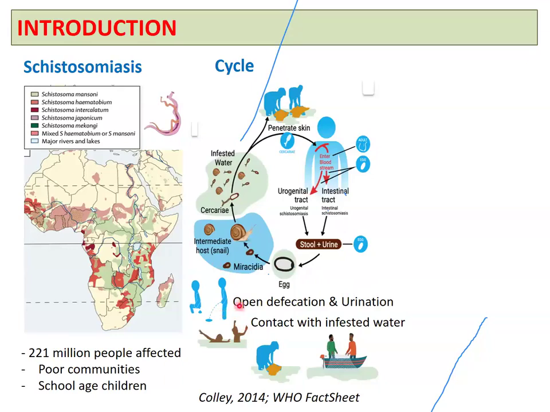And that's where you have people doing activities like swimming. Mainly children go out to this water to swim. You have mothers collecting water for cooking and for washing. You have fishermen. And all of them, once they get into contact with this freshwater source which has these cercariae, get infected with these parasites which cause schistosomiasis.